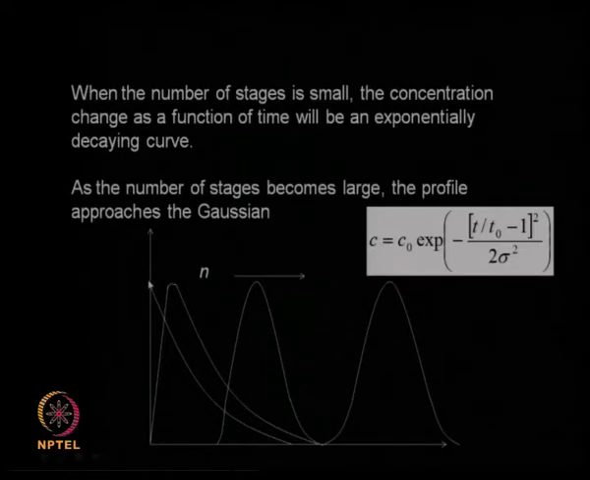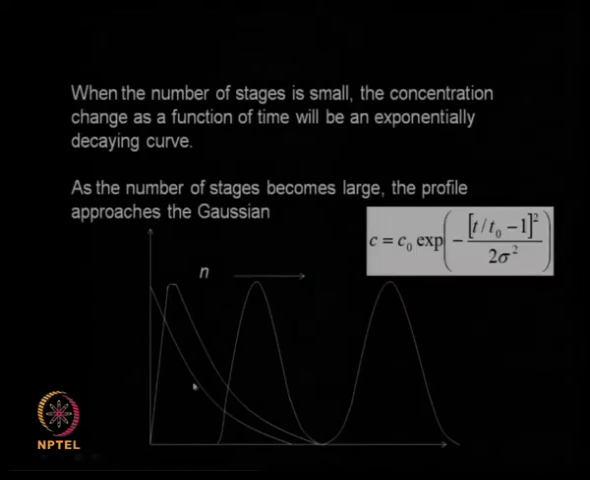So, if the stages are 1, then you are going to have this type of reduction. If the stages are more than 1, slowly you are going to get a peak, but this is not a uniform Gaussian distribution. As stages become extremely large, you are going to get a uniform Gaussian distribution. And the equation for a Gaussian distribution is what? C equals C naught exponent minus, T by T naught minus 1, whole square, divided by 2 sigma square. This is the equation for the Gaussian distribution, where T is your time, T naught is this particular thing.